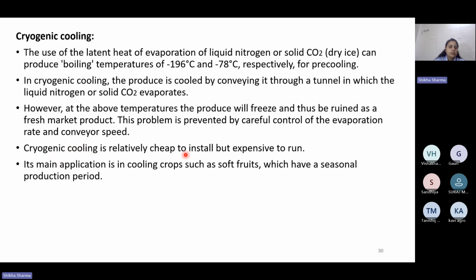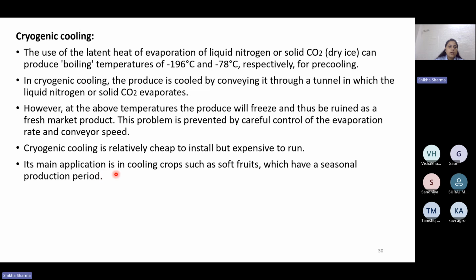Cryogenic cooling is relatively cheap to install but expensive to run because we always need liquid nitrogen or solid CO2 for the whole system. We also should keep the conveyor speed very fast, so that the contact time will be less. Because of that, cryogenic cooling systems are expensive to run.